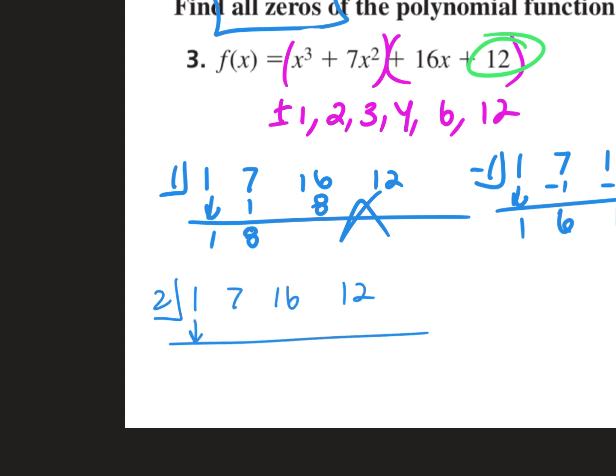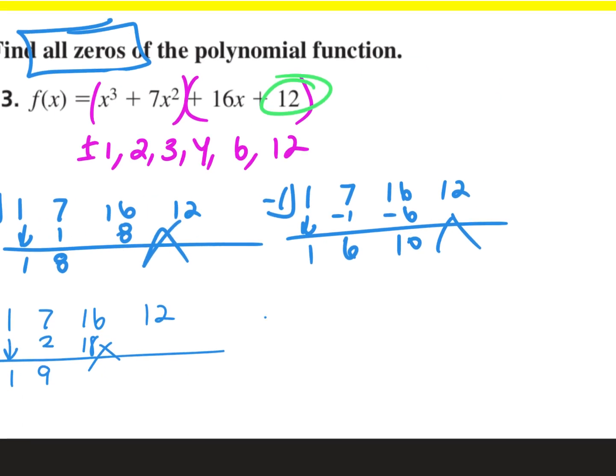I promise you I will not give you one that doesn't work. If you get to that point, then just start again because you made a mistake somewhere, but I won't give you one that doesn't work. 1 times 2 is 2. 7 and 2 is 9. 9 times 2. Is this one going to work? No. So we'll go to negative 2.